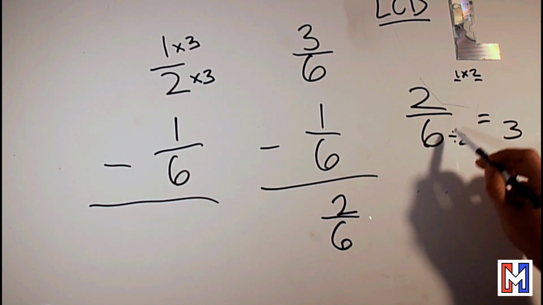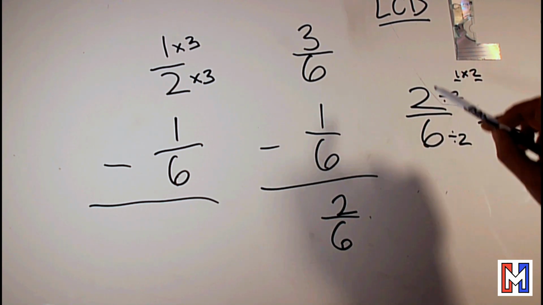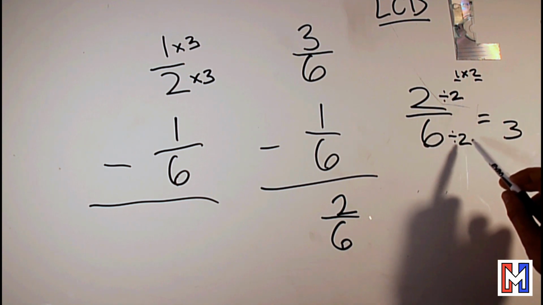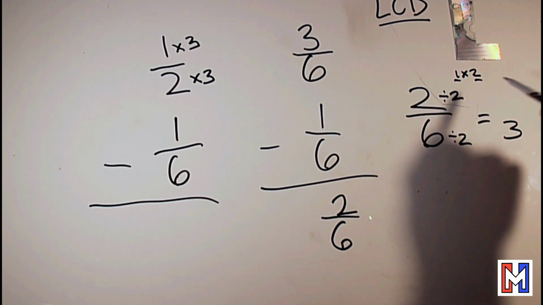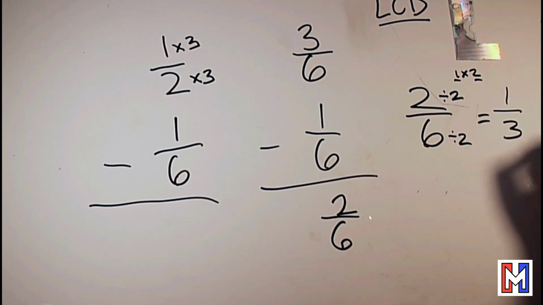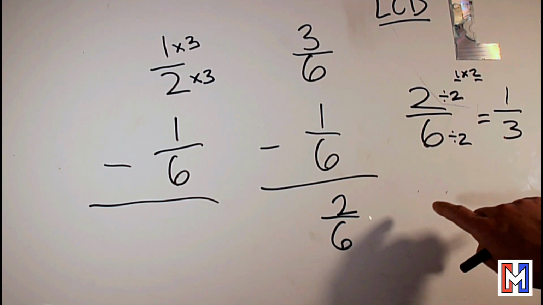Now when we're simplifying, we have to divide both the top and the bottom, the numerator and the denominator, by that same number. So 6 divided by 2 is 3. 2 divided by 2 is 1. So that means we now have an answer right here, which is 1/3. Don't assume that it's completely simplified yet.